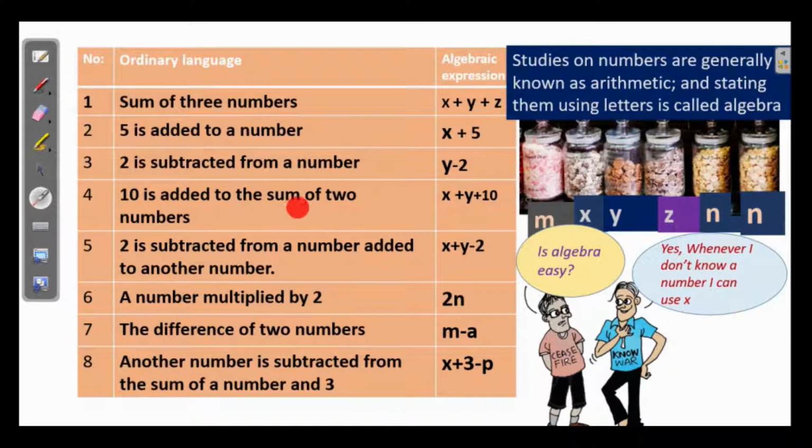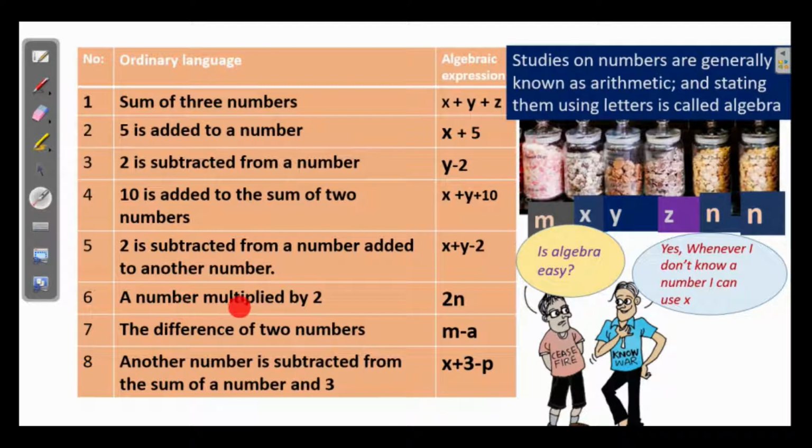10 is added to the sum of two numbers: X plus Y is the sum of two numbers, and 10 is added to it, plus 10. 2 is subtracted from a number added to another number. A number is added to another number and 2 is subtracted from it: X plus Y minus 2.